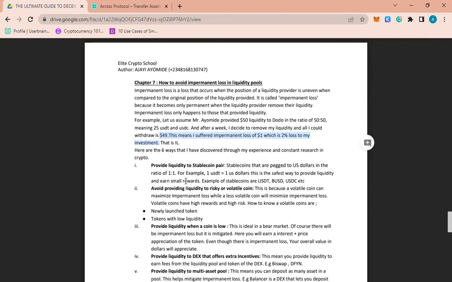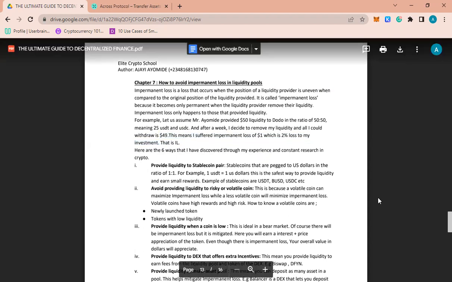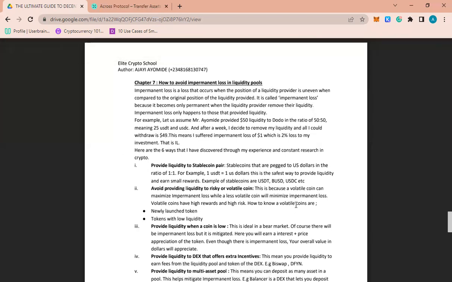So I've made some research on how to avoid or mitigate and reduce impermanent loss. Number one is you provide liquidity to a stablecoin pair. If you notice in the videos I showed, I provided liquidity to Dodo and PancakeSwap, and that's because they are stablecoins. Stablecoins are pegged to the US dollar in the ratio of 1:1, so one USDT is equal to one US dollar.